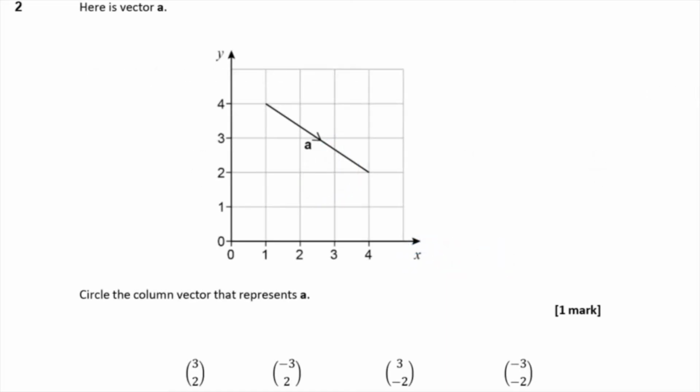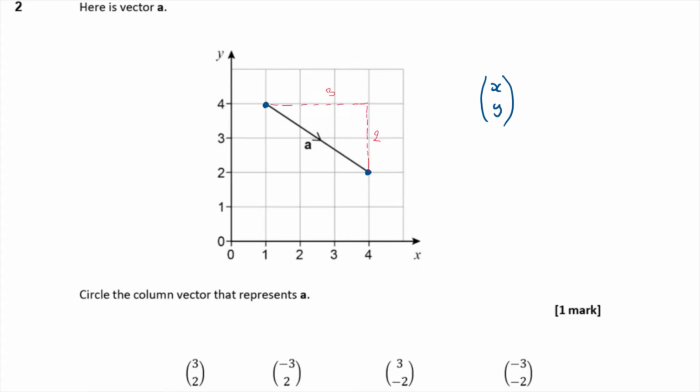Question 2. Here is vector A. Circle the column vector that represents A. Okay, well, column vectors are written in the form x, y, and that represents the distance from the starting point of the vector to the end point of the vector. How far you're going in the direction of x, which in this case is 3, and how far you're going in the direction of y.